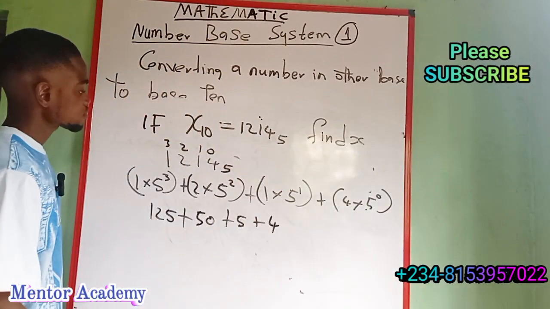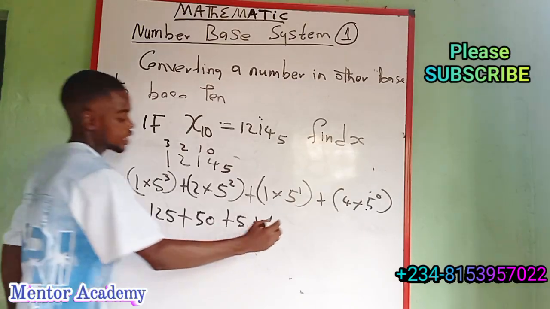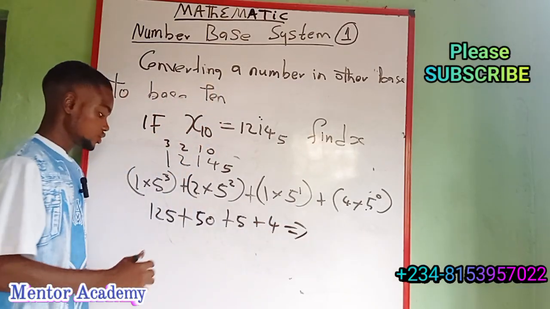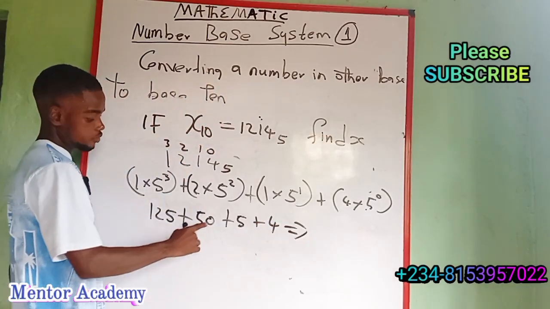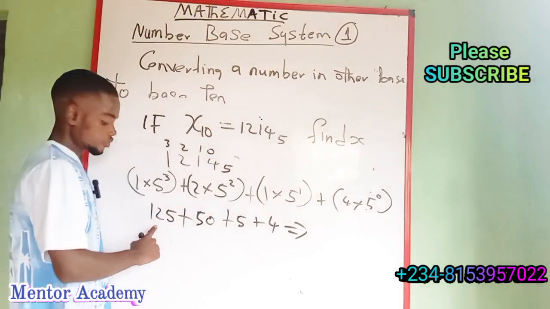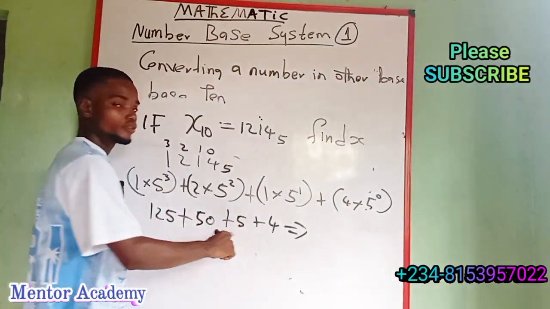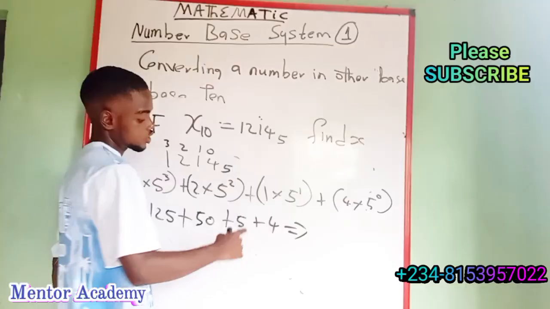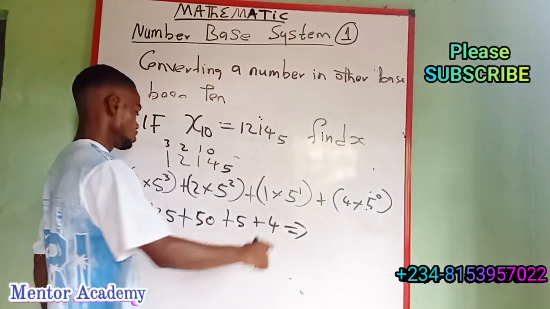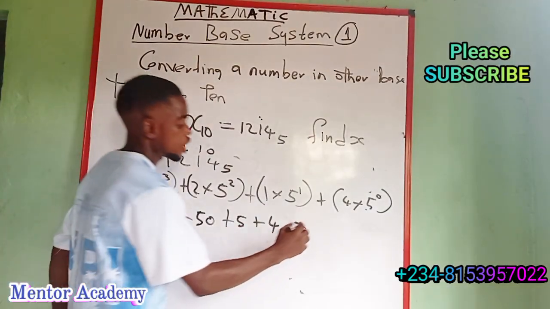Alright? So we have to add everything together. Adding all this together, we're going to have what? 125 plus 50 is going to give us 175. 175 plus 5 is going to give us 180. 180 plus 4 is going to give us 184. We're having what?